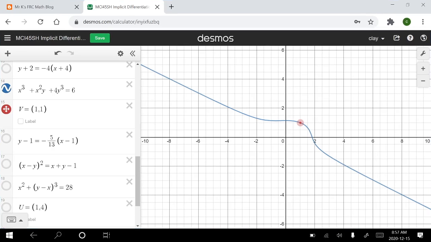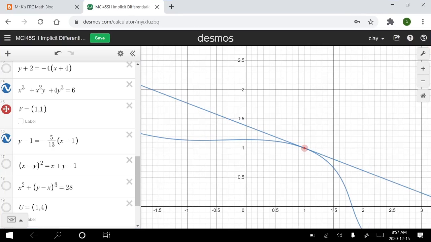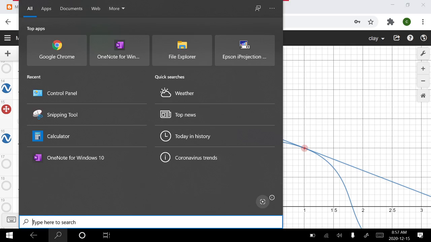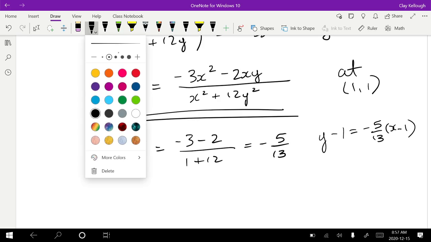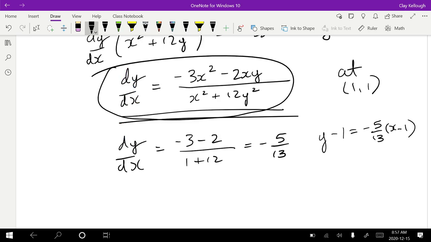So there's the point. This better be a tangent. Looking good. Looks like it is. So there we have it. A fancy curve that I would have had a pretty hard time with using method 1, and I managed to get the derivative.